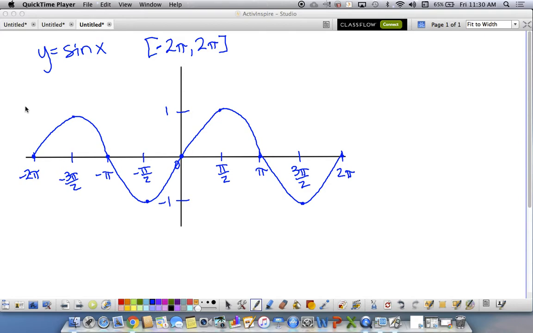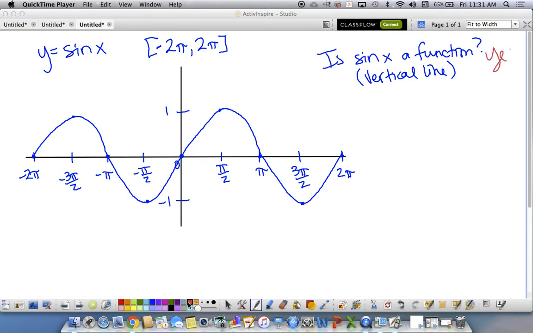Okay? First question. Is sine a function? What test do we try? What test was it? The vertical line test. Okay? Is sine x a function? Yes, it is.